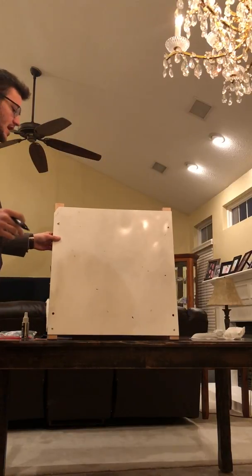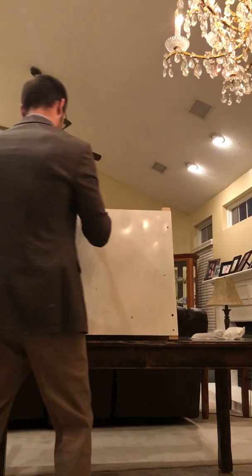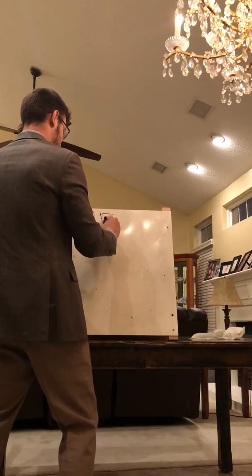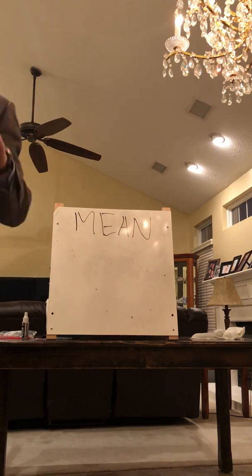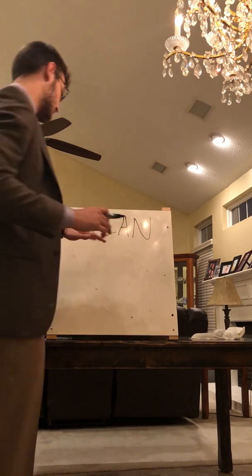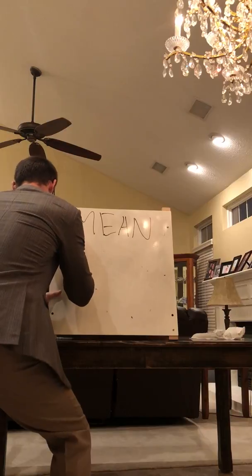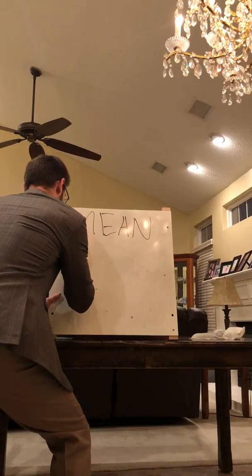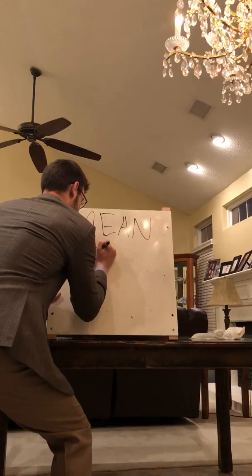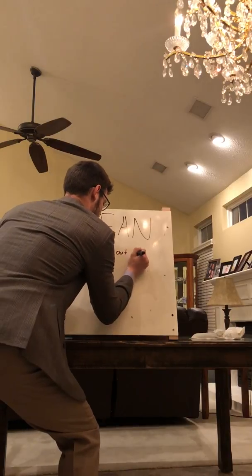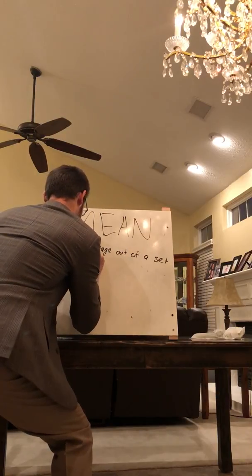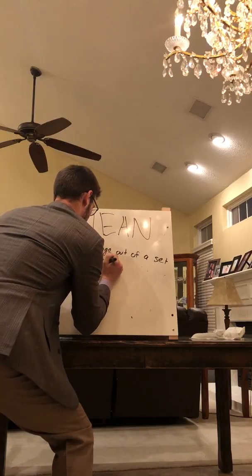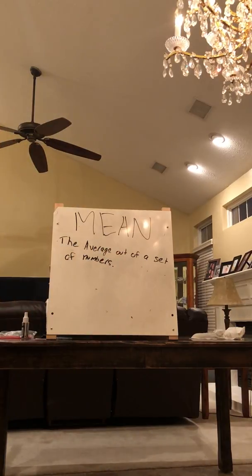There's a couple sets of these things. And this is called mean. Everybody get out your math journals and write down mean. Okay? Everybody have that written down? So the definition of mean is the average out of a set of numbers. That's your definition. All right, everybody write that down.